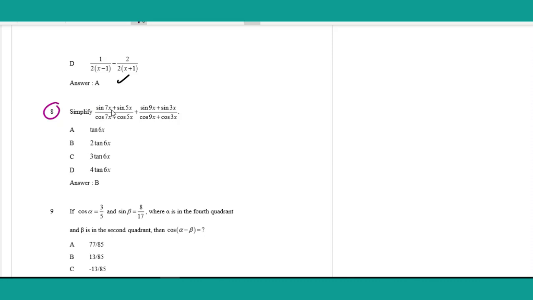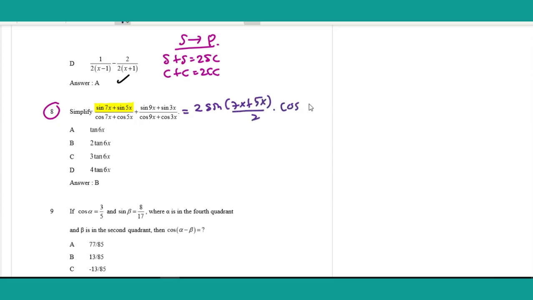This one is the sum to product factor formula. Sin plus sin is equal to 2 sin cos. Cos plus cos is equal to 2 cos cos. Okay, check the first one. The first one, sin plus sin: sin 7x plus sin 5x is equal to 2 sin of (7x plus 5x) over 2, times cos of (7x minus 5x) over 2.